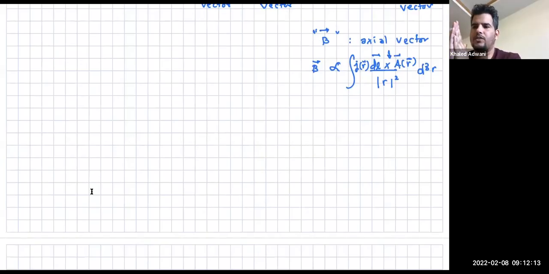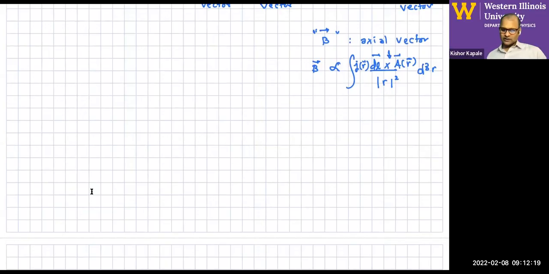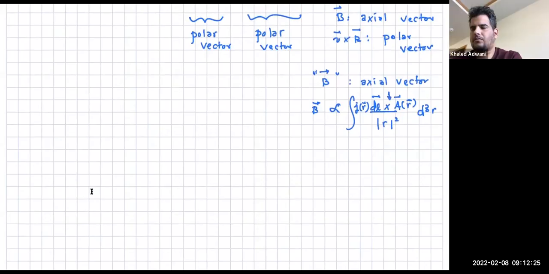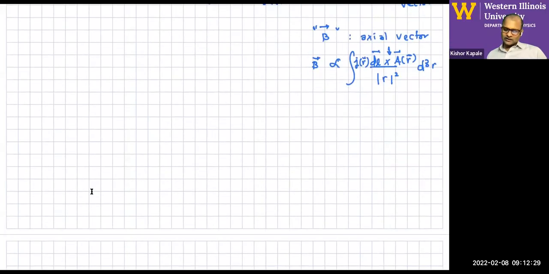An axial vector is always an axial vector, and a polar vector will always be a polar vector. Velocity, for example, is a polar vector, and it would transform accordingly. B, because it always arises from a cross product between J and dl, where J is the current density, is an axial vector.